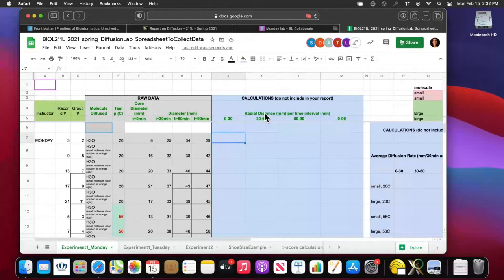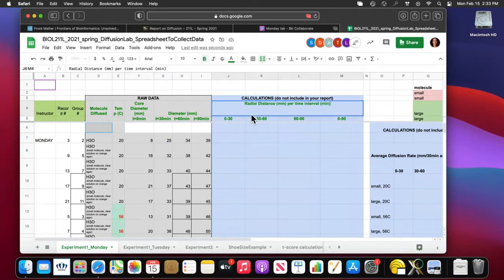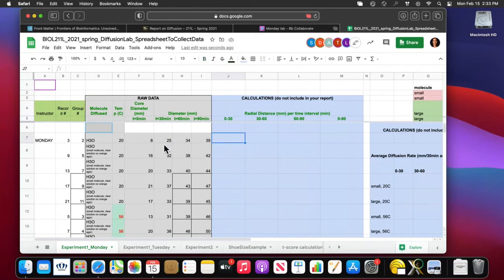It says, what's the radial distance for the 0 to 30 minutes? And what I'm asking is, how far did the molecule travel in the first 30 minutes? Well, how far it traveled is where did it start? It started at 8 and it went all the way to 25. But this is the diameter, so whatever distance this is, we cut it in half because we only want the radius. So the radial distance will be half of the diameter, and the 0 to 30 is how much did it travel from here to here.